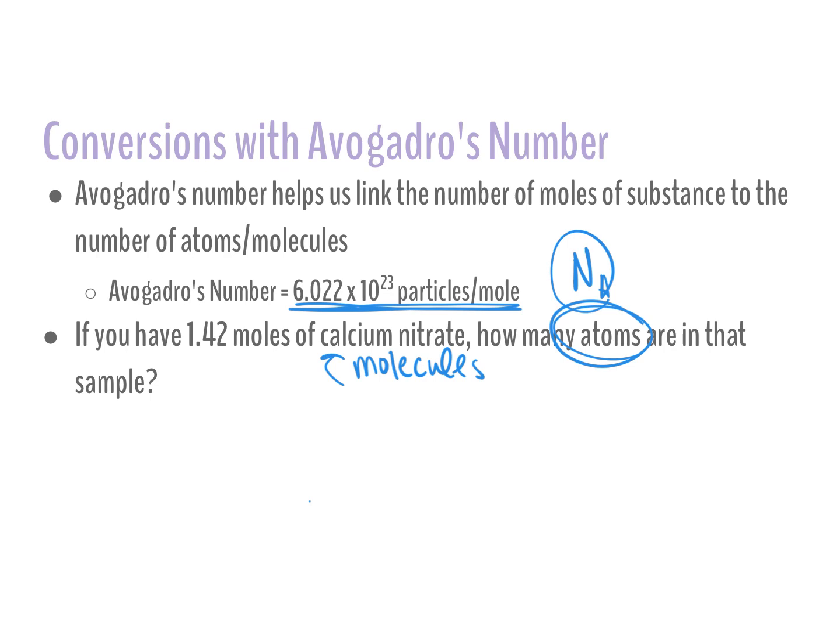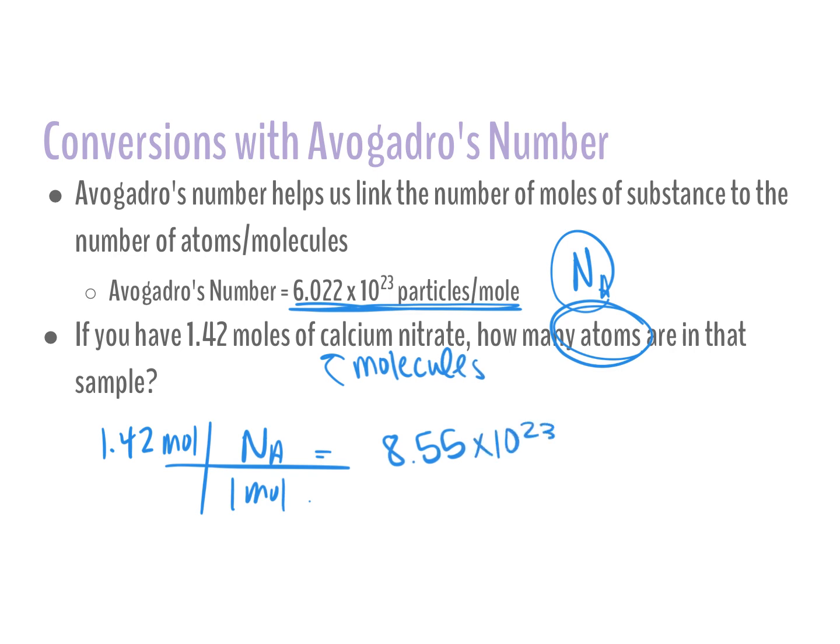I'm just going to use simple Avogadro's number for that, 1.42 moles. 1 mole is equal to Avogadro's number worth. And so I'm going to take Avogadro's number times 1.42. And that tells me there are 8.55 times 10 to the 23rd molecules of this compound, calcium nitrate.